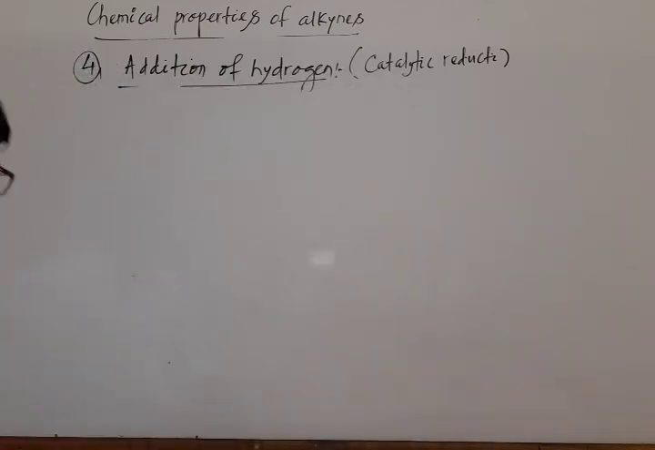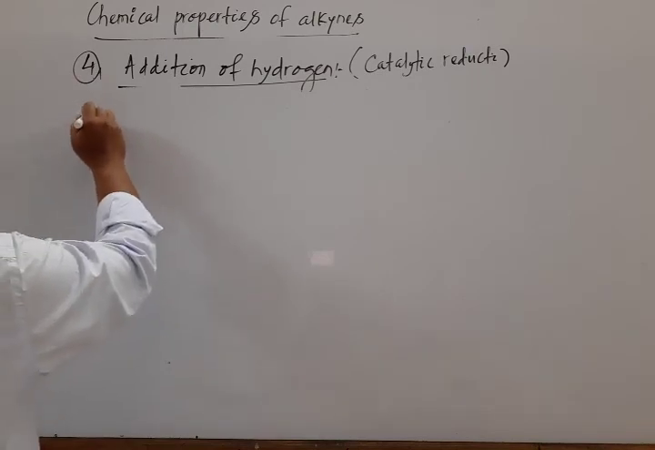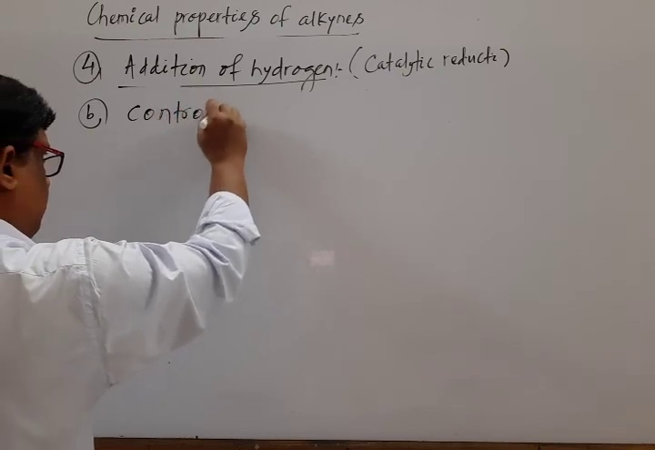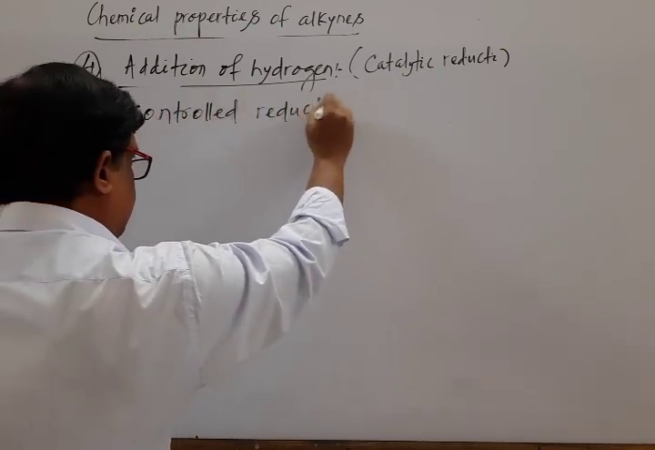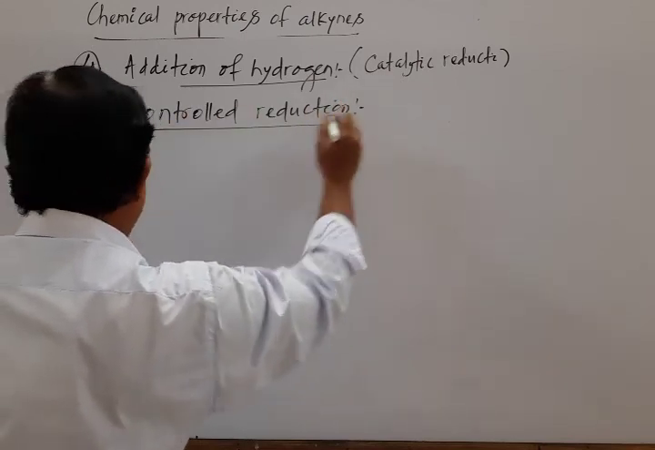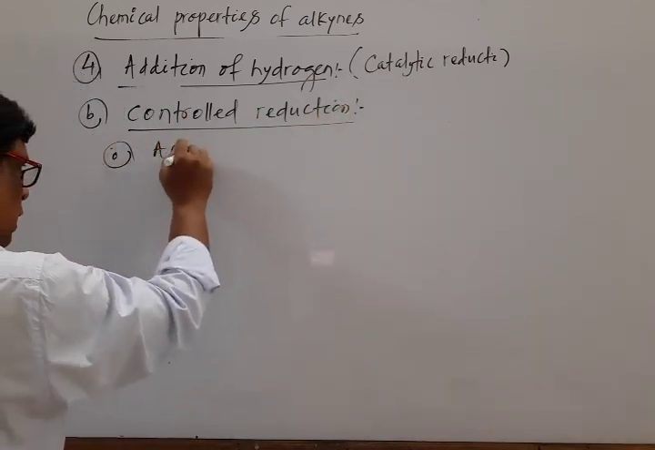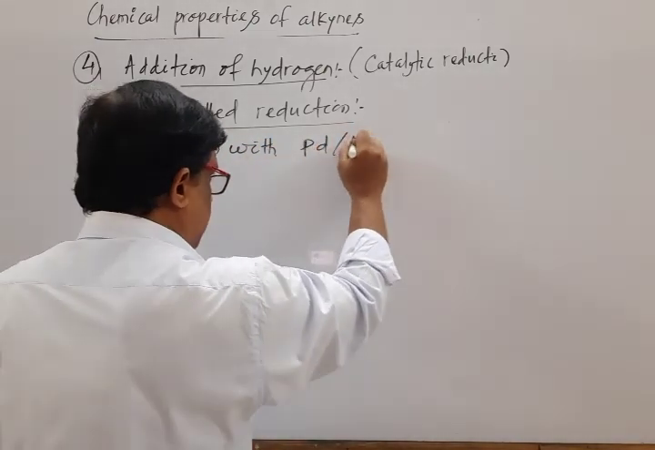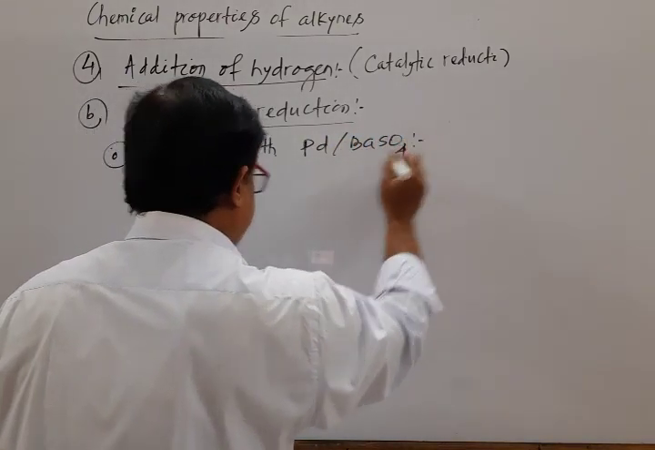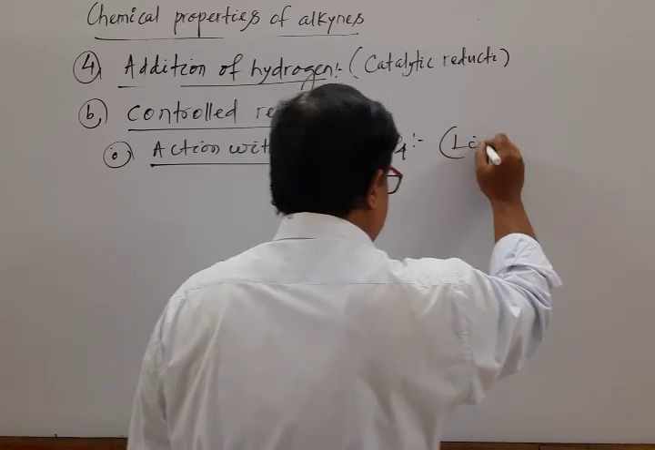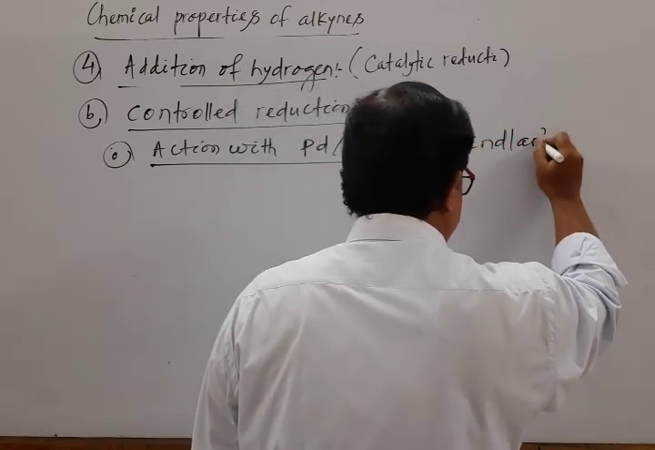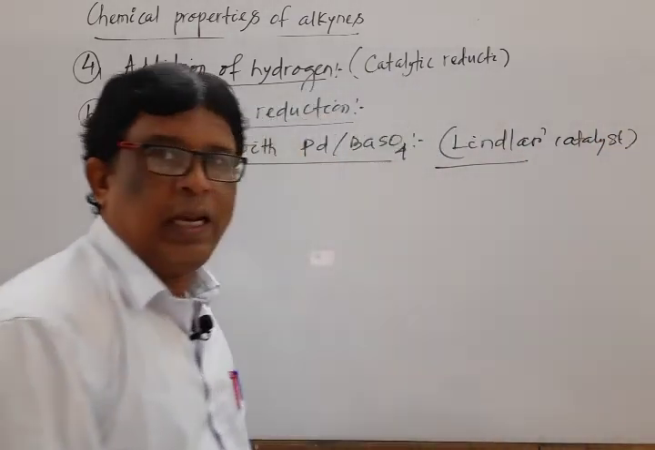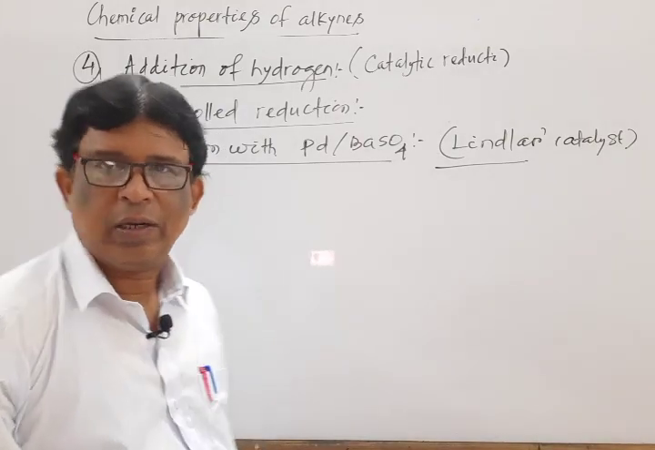So bit 2, that is known as controlled reduction. Again, under this one, action with palladium supported over barium sulfate. It is known as Lindlar catalyst. Mark that. First, we select one example, then we write the statement. Okay? Mark that.